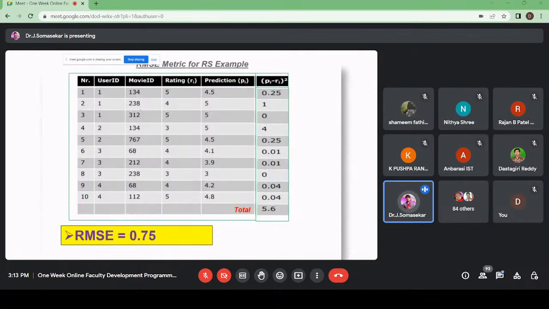As you can see here, I'm taking one movie data set. These are the actual ratings in the test phase, and these are the ratings predicted by the model, any model. We find the difference squared, so we get 5.6 as the summation of PI minus RI squared. PI is the predicted rating, RI is the actual rating. Here n equals 10, the number of records is 10. So 5.6 divided by 10, square root, gives the value 0.57. This is the RMSE value.